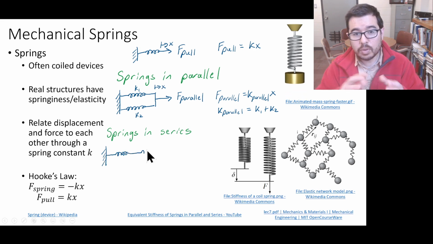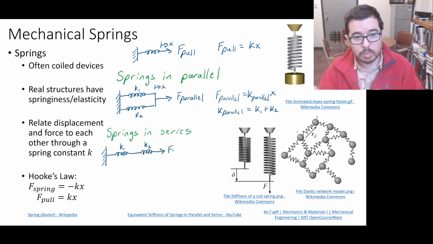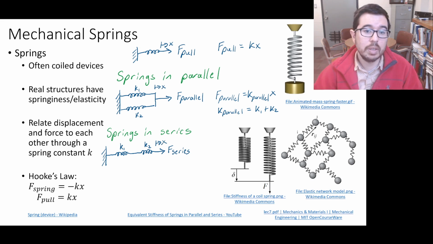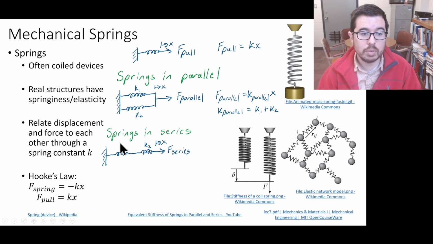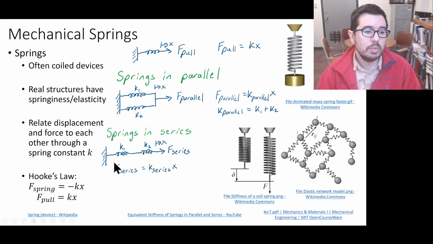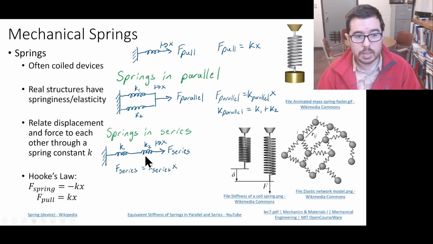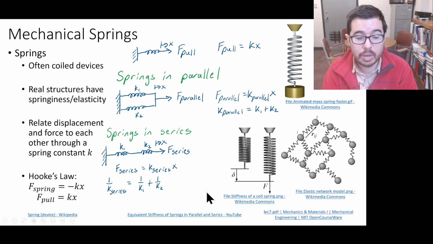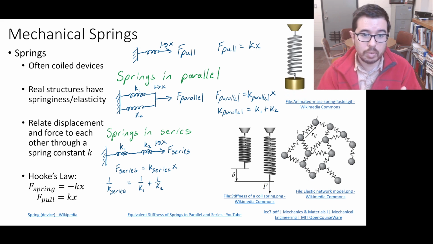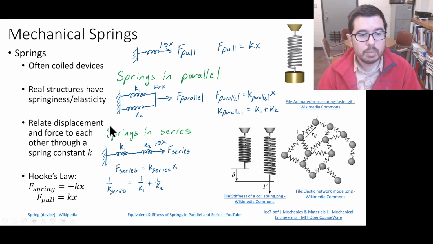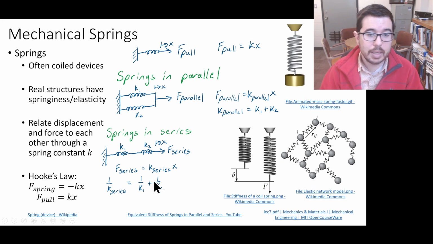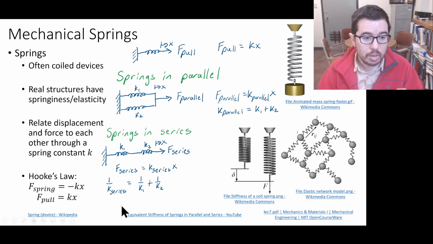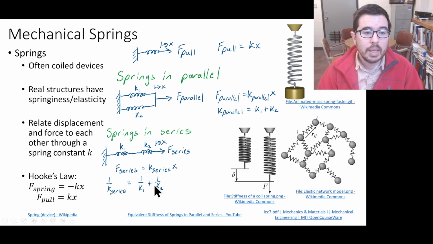Springs in series, the inverse of the effective spring coefficient is going to be equal to the summation of the inverses of the individual spring constants. So in this case, what we see here are two springs in series, and you have K1 and K2. And so 1 over the effective spring coefficient is going to be equal to 1 over K1 plus 1 over K2. Now, skipping the derivation here, but if you would like to look at the derivation, you can go to this nice YouTube video.